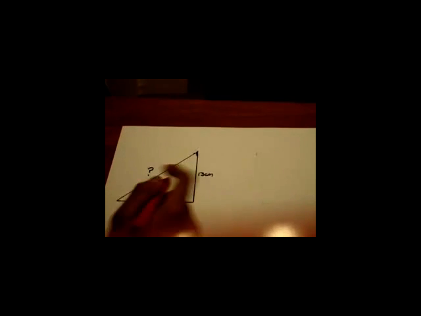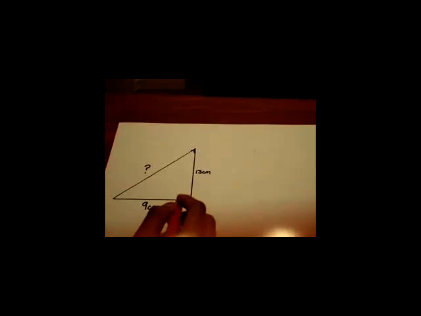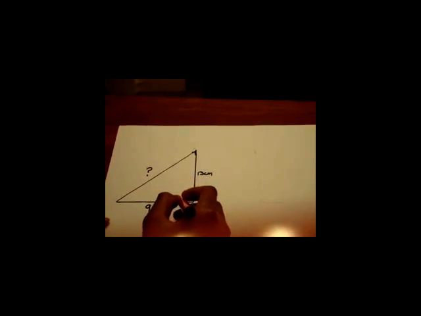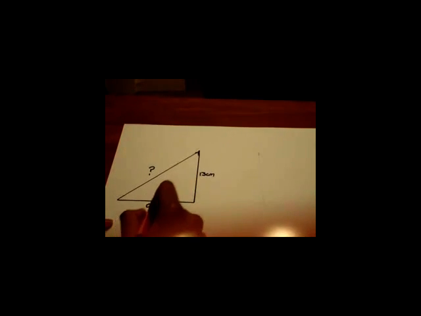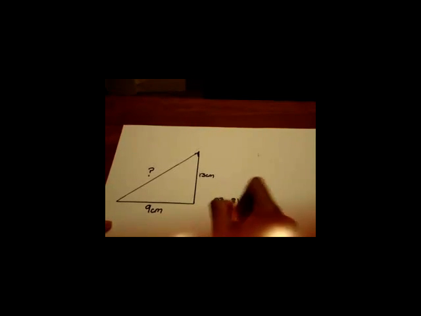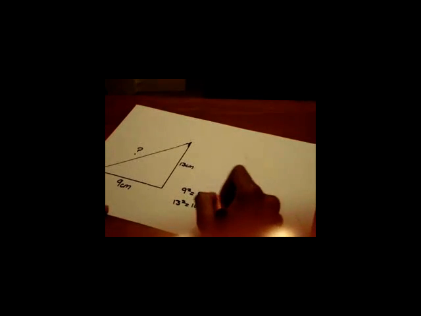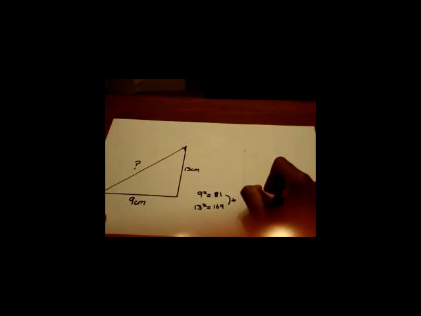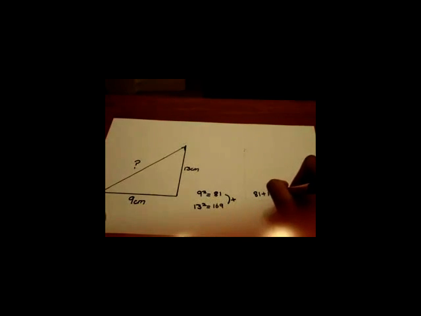Hello, today I will be showing you how to do the Pythagoras theorem. The Pythagoras theorem is basically finding the hypotenuse of a triangle. So basically what we do, we square 9, which is 81. Then we square 13, which is 169. Then what we do, we add these two numbers together. And 81 plus 169 equals 250.